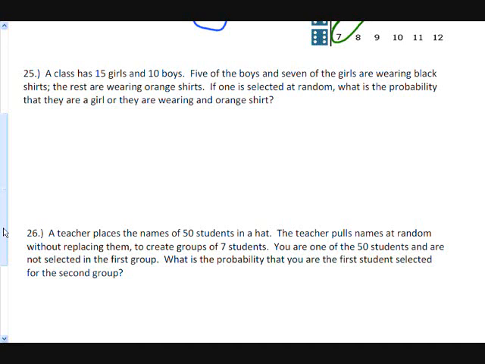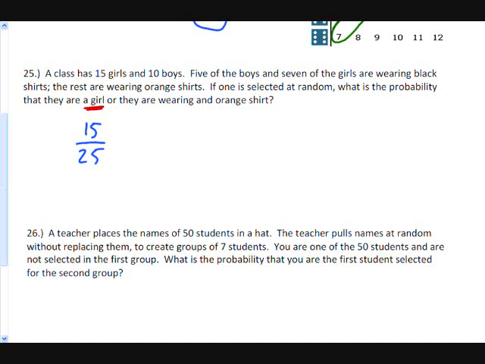Unlike the last example, which is mutually exclusive because those two things can't occur at the same time, it can't be a sum of 4 and 7 at the same time, these ones are inclusive, because it can be a girl and they can be wearing an orange shirt at the same time. So we're going to treat these a little bit differently because we're going to have to subtract the overlap. But for a girl, if we're looking at the girls, there are 15 girls out of a class of 25.